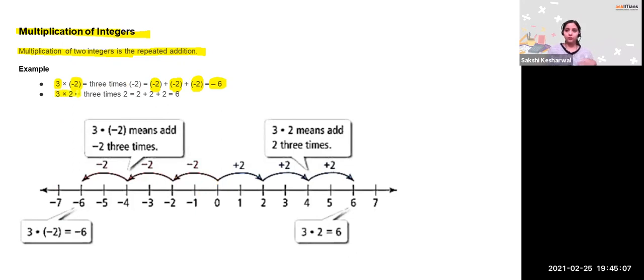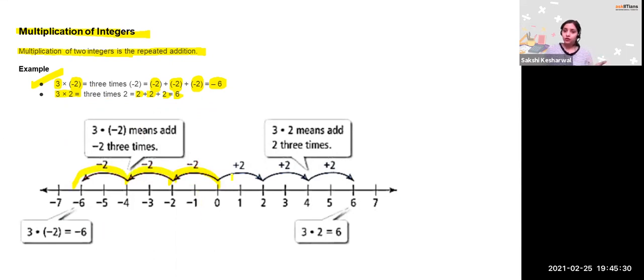And if you take 3 times 2, with positive numbers, 2 plus 2 plus 2 is equal to 6, all of them positives. You just added them. Now for the first one, 3 into minus 2, you start with 0 on the number line. It is like minus 2, then again minus 2, then again minus 2, and you reach minus 6.